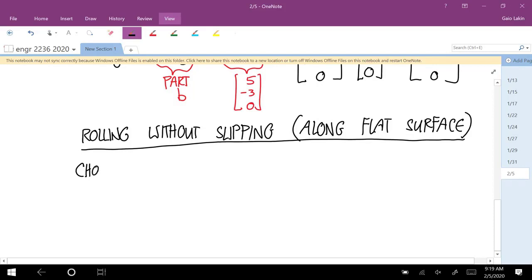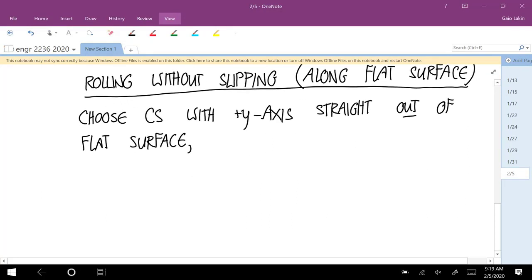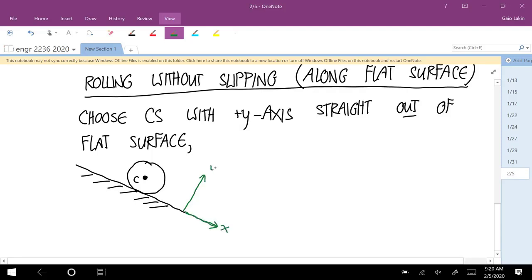And if you choose a coordinate system with the positive y-axis straight out of the surface, so we're talking about like an incline, there's the center. The coordinate system has the y-axis pointing from inside the surface to outside the surface, and that means x is that way.